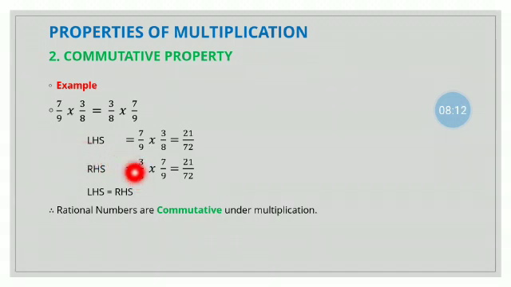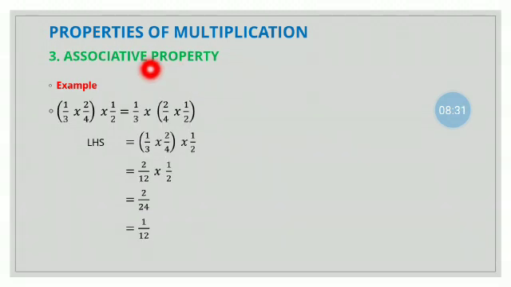RHS, 3 upon 8 into 7 upon 9. So 3 into 7, that is 21. 8 into 9, that is 72. So I got the answer same. Yes. Therefore LHS equals RHS. Rational numbers are commutative under multiplication.